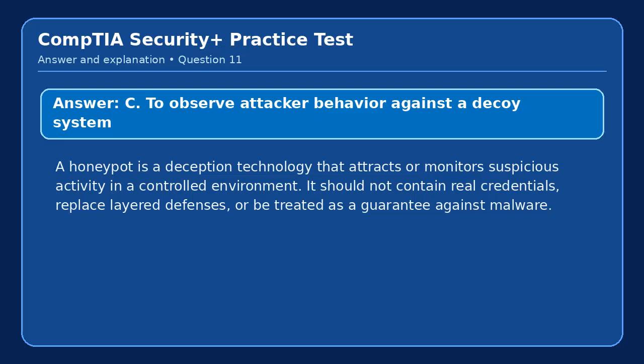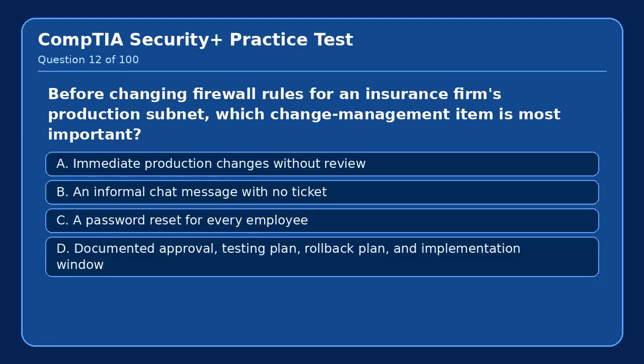Question 12. Before changing firewall rules for an insurance firm's production subnet, which change management item is most important? A. Immediate production changes without review. B. An informal chat message with no ticket. C. A password reset for every employee. D. Documented approval, testing plan, rollback plan, and implementation window. Take a moment to choose your answer.